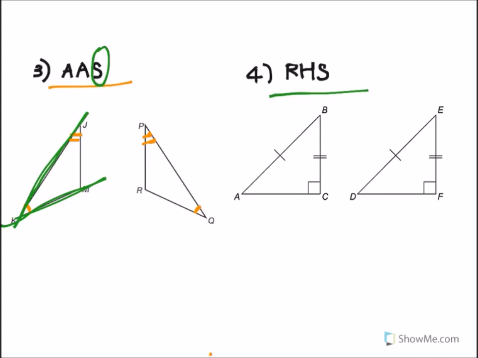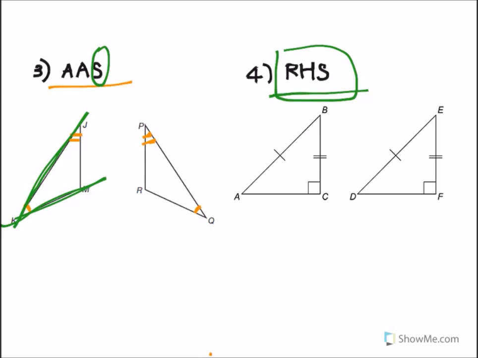And the last one might be a bit different, you see, because it's not angle or side anymore, it's RHS. It actually refers to a special type of triangle, the right-angled triangle. And the definition is: two right-angled triangles are congruent if the hypotenuse and one side of one triangle are equal to the hypotenuse and one side of the other triangle.